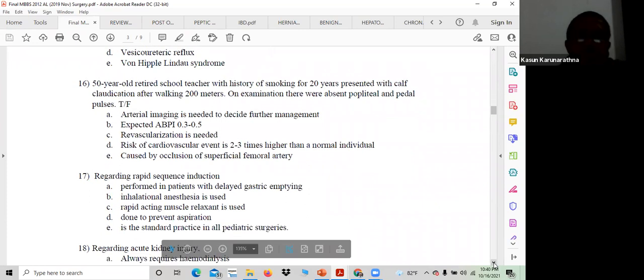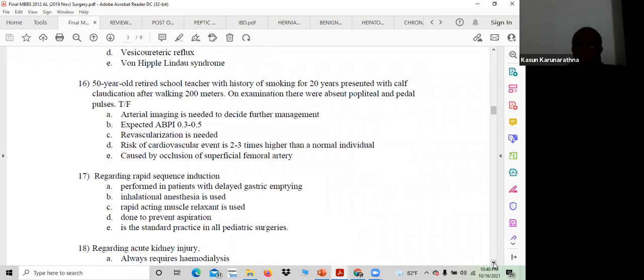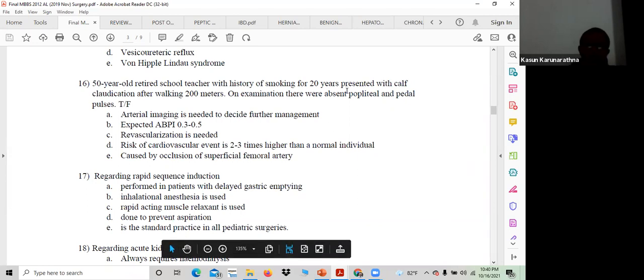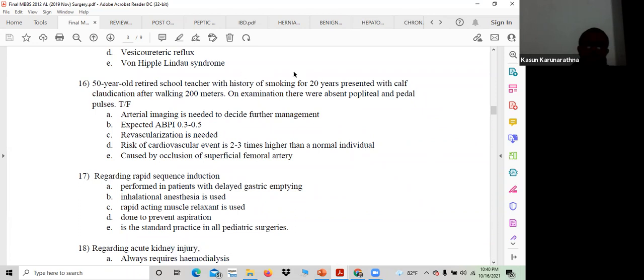A 50-year-old retired school teacher with a history of smoking for 20 years presented with calf claudication after walking 200 meters. On examination, there were absent popliteal and pedal pulses. Right? There is an intermittent claudication. Claudication distance is 200 meters, right? History of smoking, that is a risk factor. And pulses are absent from the popliteal down. That means there's an obstruction. That means the femoral should be palpable, so the obstruction should be below the femoral.